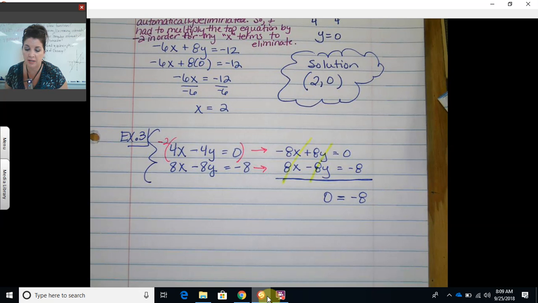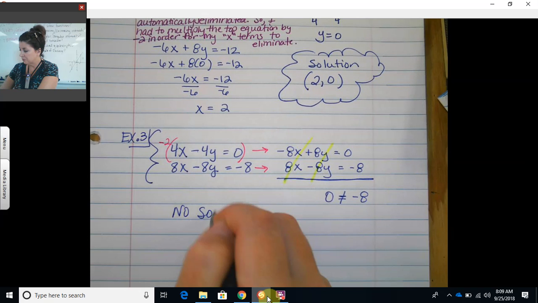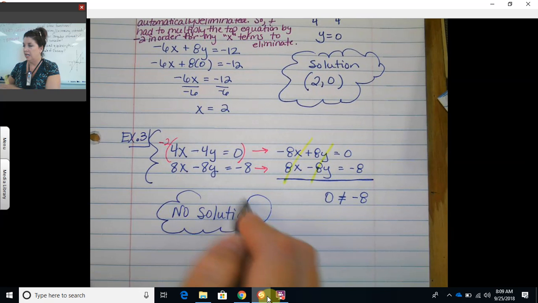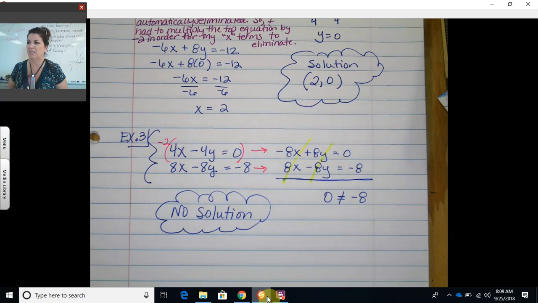So I already know my answer. Does anybody have any idea what it is? No solution. Your variables all cancel and you're left with a false statement. The answer is no solution. So if we would have graphed these, any idea what the graphs would have been? No solution means they never intersect, so it would have been two parallel lines, right? If we would have solved by graphing, we'd have gotten two parallel lines. If we solve algebraically, no solution means your variables canceled and you're left with a false statement. Coolio? Anybody have a question? Okay.